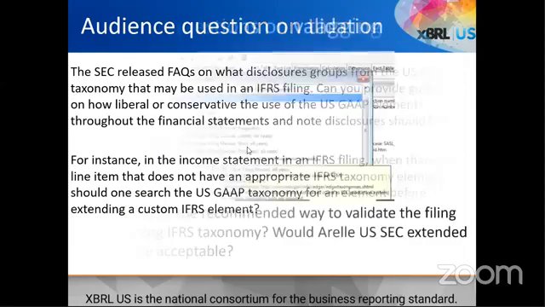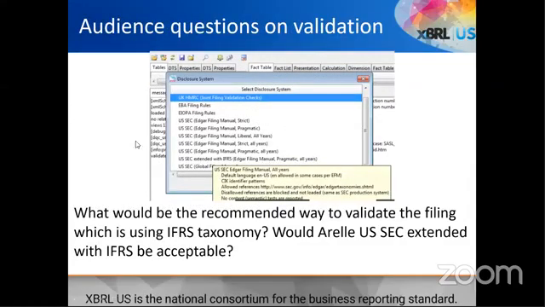Okay, thank you, Walter. The last question before we go to the CPE questions is just a question on validation, and someone here is using IRL software to validate, and they're asking, would IRL US SEC extended with IFRS be acceptable? Well, obviously it depends on the exact version that you've downloaded, but if you got the latest version of IRL, that is using the latest version of the Edgar Taxonomy's XML file.